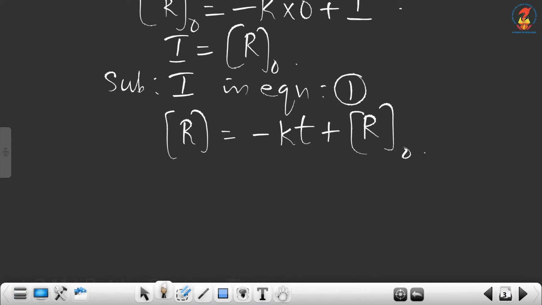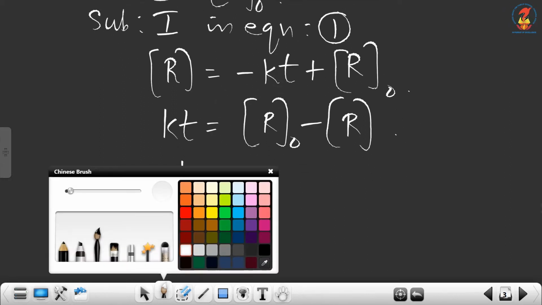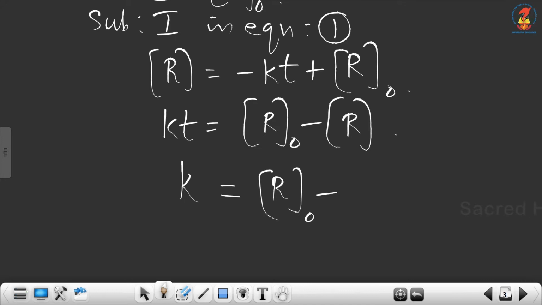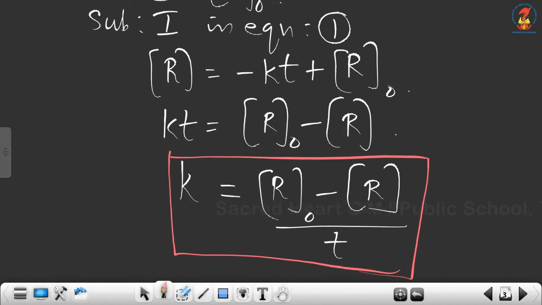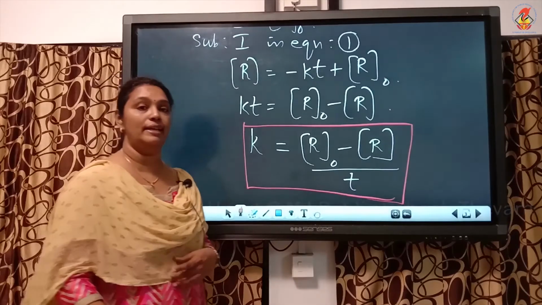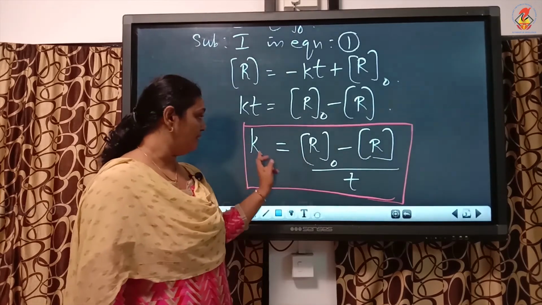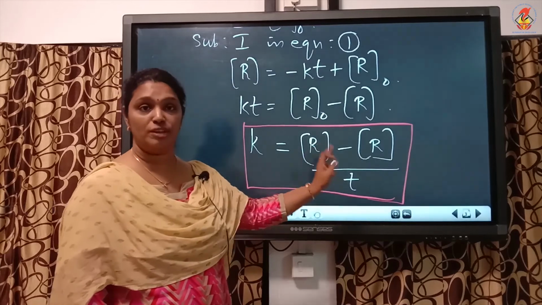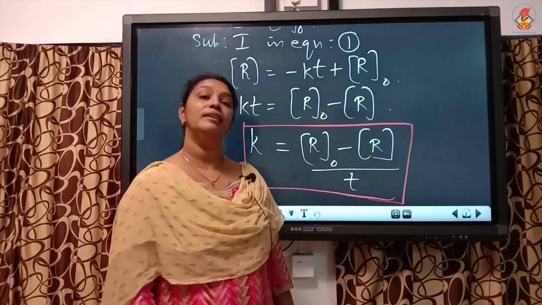Now, from this, kt is equal to R0 minus R. Or we can write the expression for rate constant k is equal to R0 minus R divided by t. So, this is the expression for rate constant of a zero order reaction. That is k is equal to R0 minus R divided by t. Where k is the rate constant, R0 is the initial concentration of the reactant, R is the concentration of the reactant at time t, and t is the time.